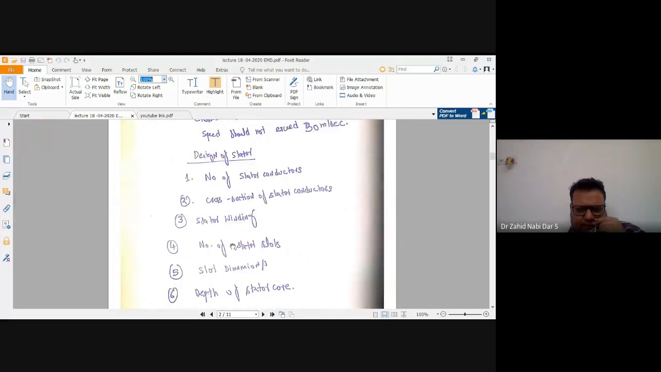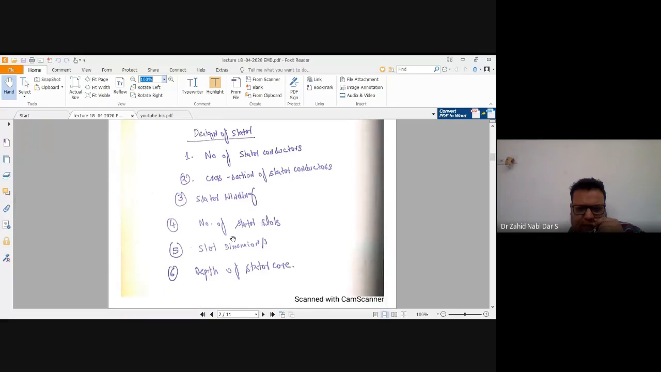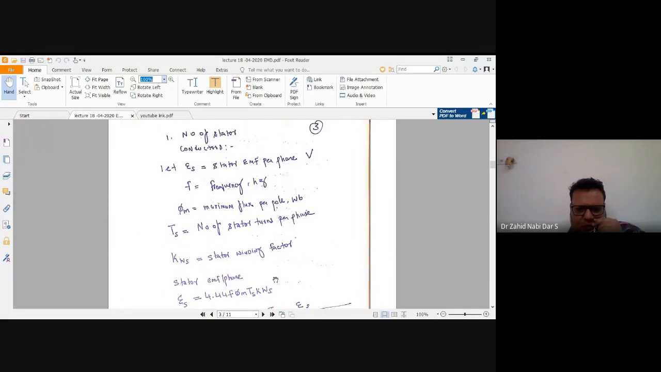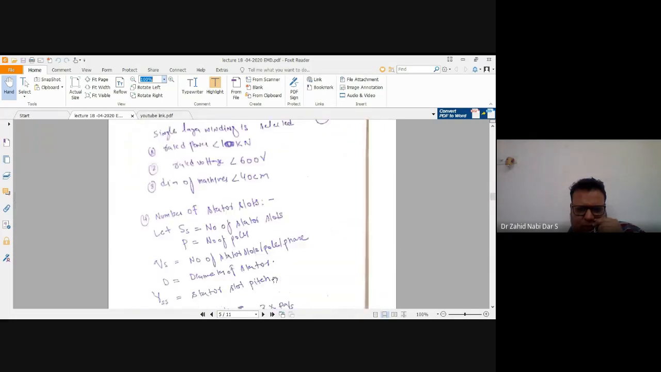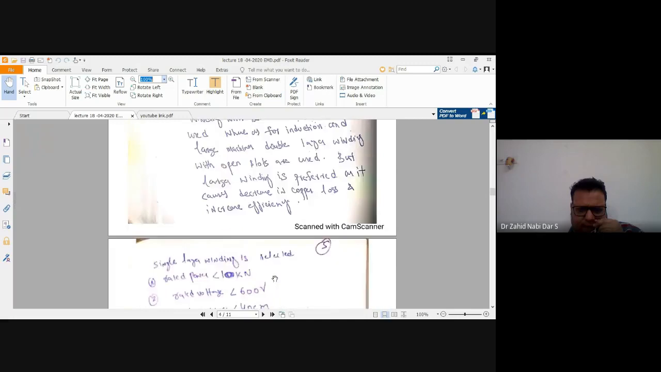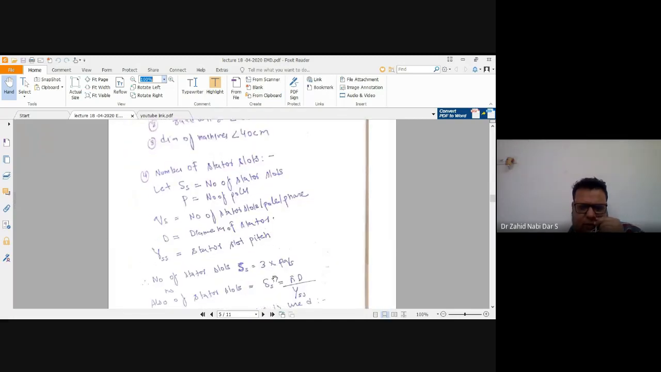Now the third point was about the stator winding: number of stator slots, slot dimensions, depth of stator core. So now we will be moving to this point. See, number of stator slots. So what does it mean? Number of stator slots.